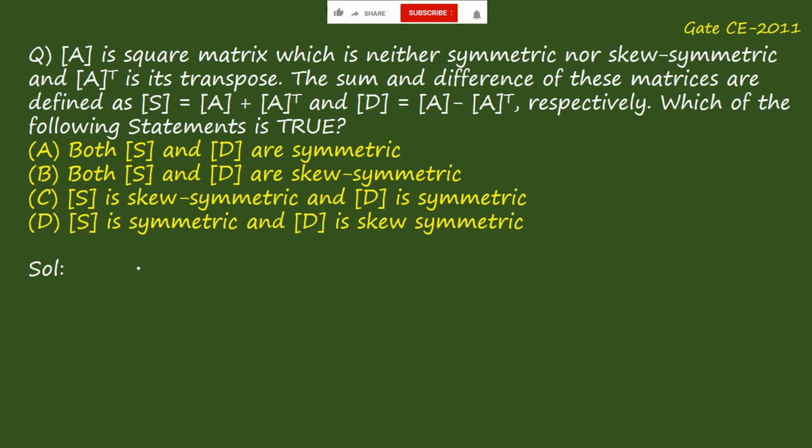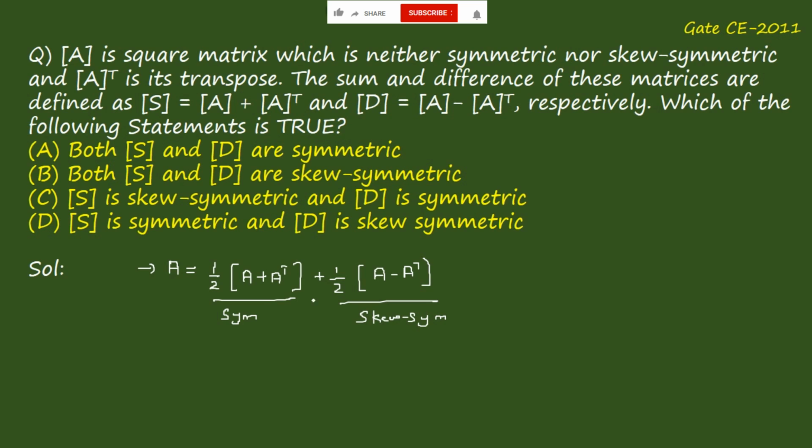The basic thing that we know is that the matrix A can be expressed in terms of a symmetric and a skew symmetric matrix, right? 1 by 2 into A plus A transpose, plus 1 by 2 into A minus A transpose. This first part is a symmetric matrix, and this second part is a skew symmetric matrix. Any square matrix which is neither symmetric nor skew symmetric can be expressed in these terms. So this one is S, and this is D. Then it is satisfied in option D.